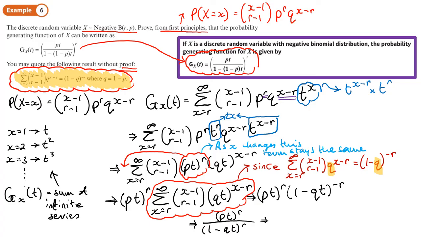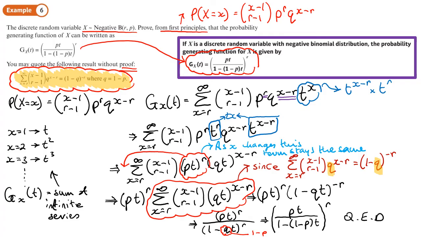and we're also told in that proof that we've used that q is 1 minus p. So our very last step is going to be to take that power of r outside the whole thing and replace q with 1 minus p, and then t there, all to the power of r. So we've proved that statement as required.